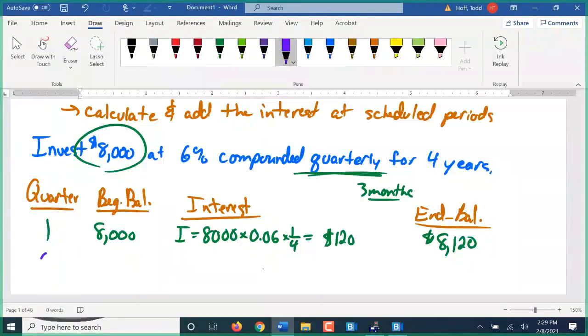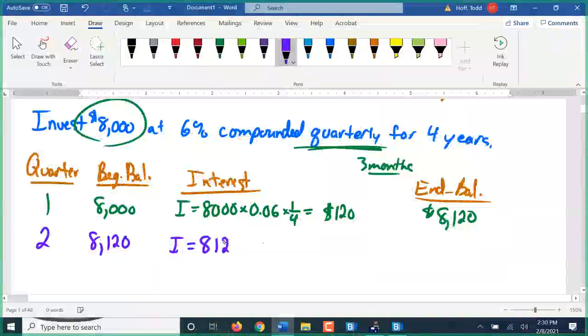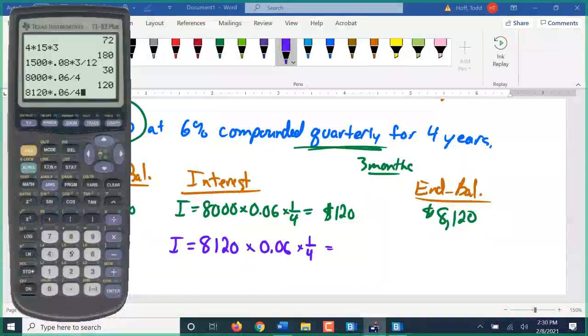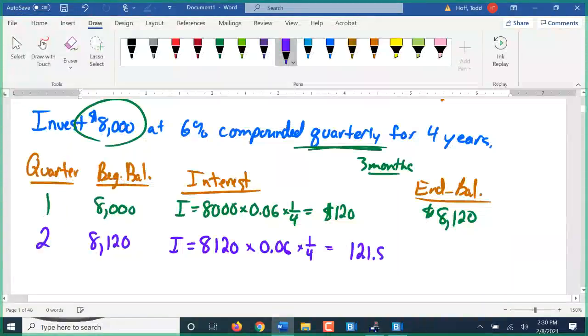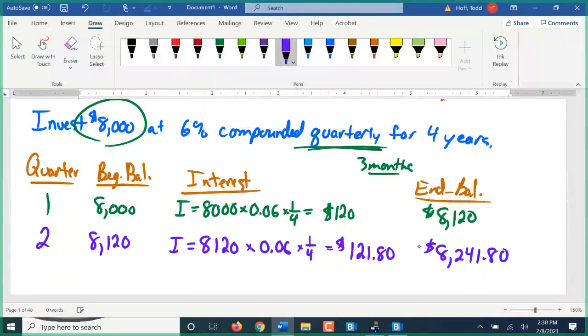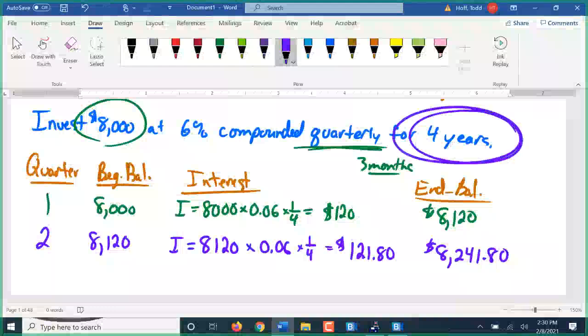So we start the second quarter with $8,120. That interest would be, what's our principal now? 8,120. Perfect. 8,120 times, the rest stays the same, times 0.06 times 1/4, giving us $121.80 interest. So it's now $8,241.80. Well, how many times would we have to do this to get to the end of 4 years? 16 total times. 4 times a year for 4 years would be 16 times.